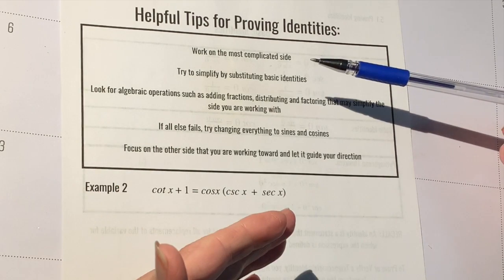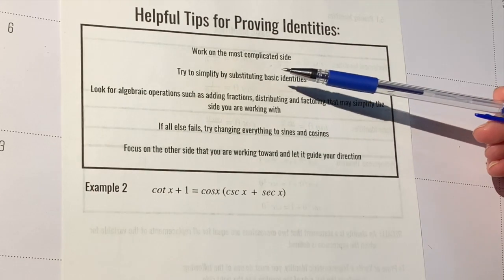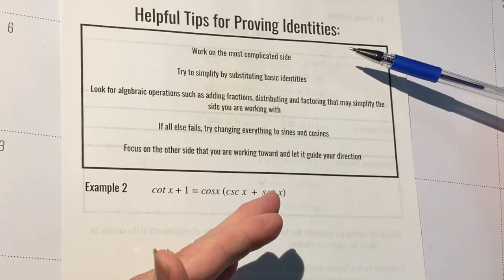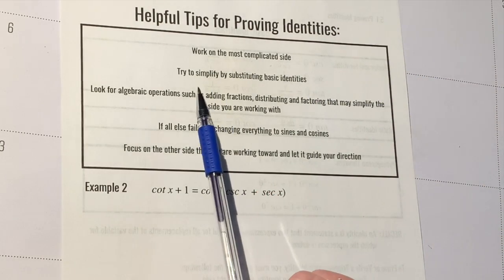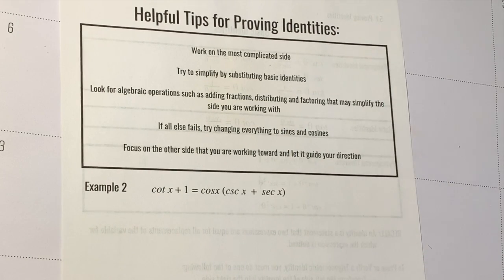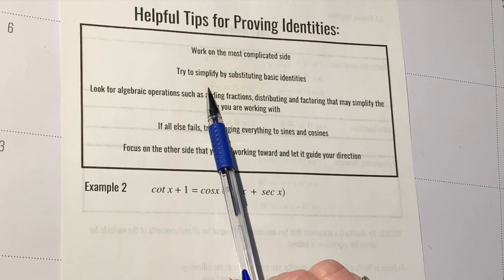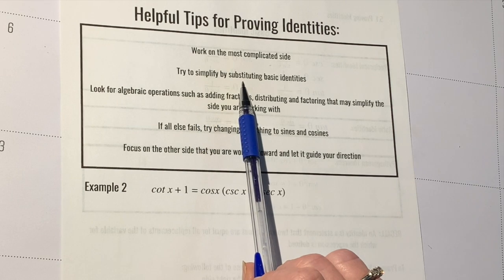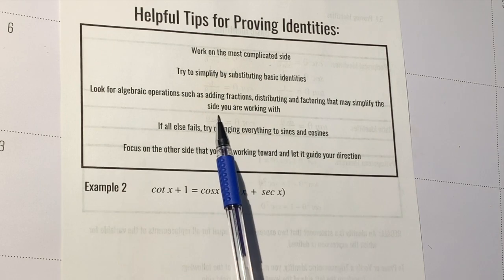or even if it comes down to breaking it down into sines and cosines, if they're functions that are not already sine and cosine. You can take the most complicated side and usually do a little bit of simplifying, and you have more luck going that way than you do going from the most simplified side to the more complex side. The second one, try to simplify by substituting basic identities. You've got all your identities on the other side of the notes there altogether. So familiarize yourself with those identities. The more you use them, the more familiar you'll become with them. But just interchanging things that are equivalent is one of the biggest tricks that you'll use most often.